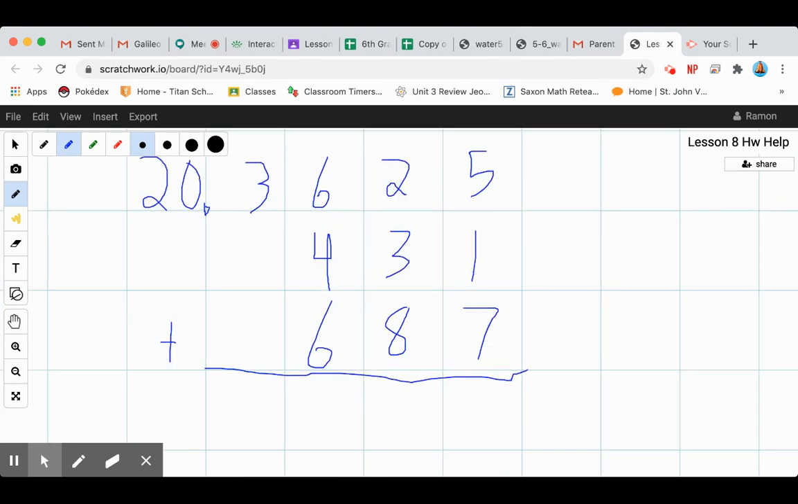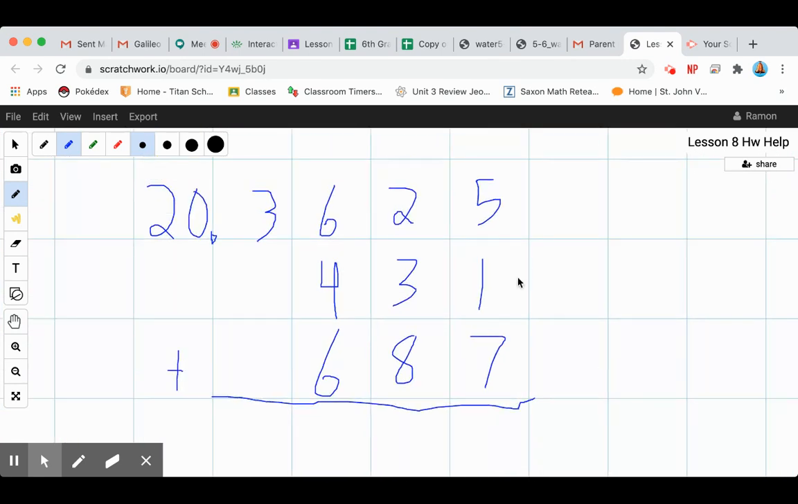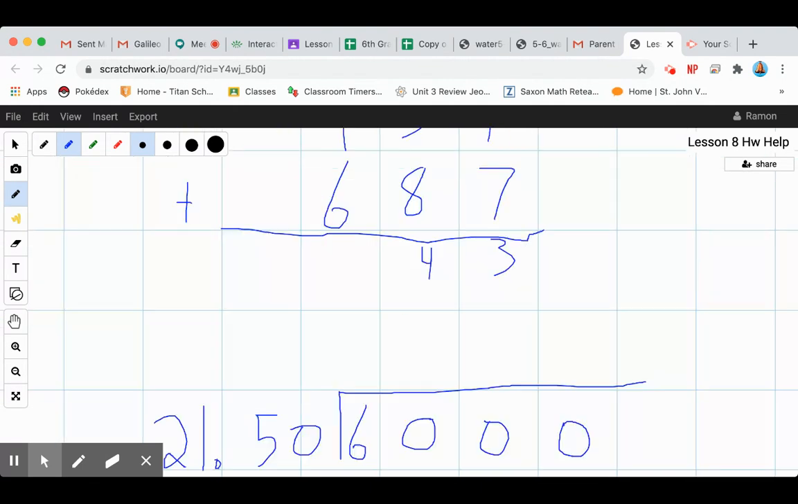For number 20, it's just a simple addition problem. So we have 5 plus 1 is 6, 6 plus 7 is 13. You carry the 1 over. 8 plus 2 is 10, 11, and then 14. And then you just continue adding until you are able to complete the computation.